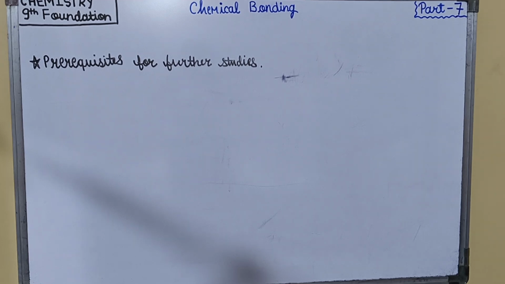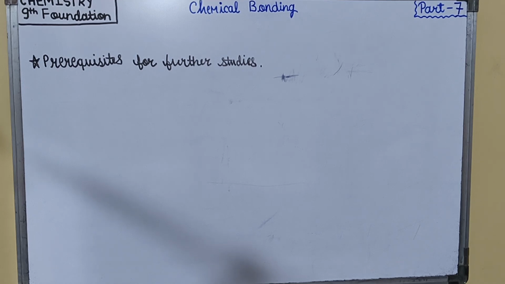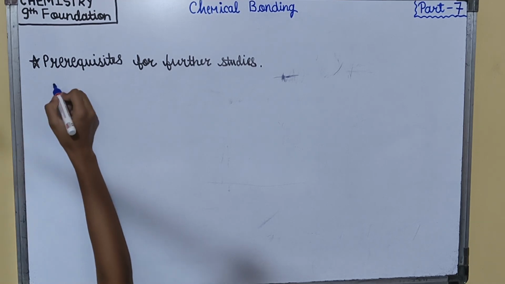Today, in part 7 of the chapter Chemical Bonding, class ninth Chemistry, we are going to start with prerequisites for further studies. The periodic table properties play a major role in influencing the nature of a chemical bond. First is ionization energy.